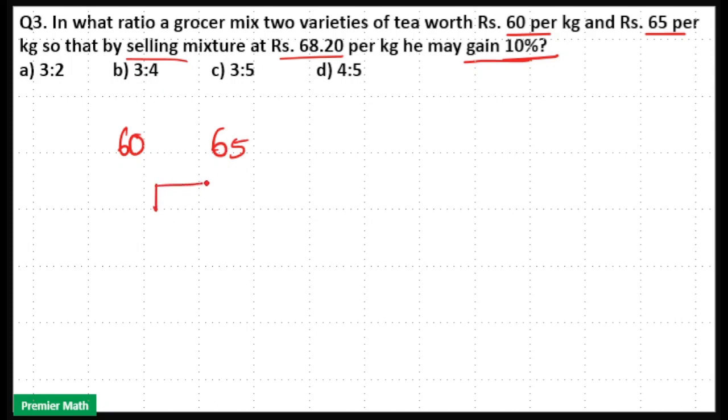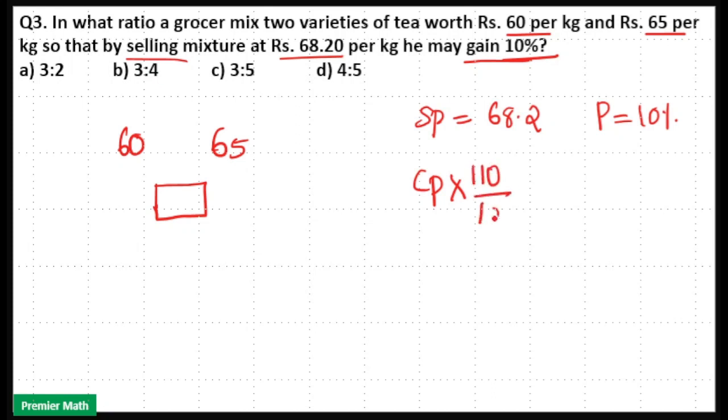You need to find out the cost price of mixture. That is, by mixing 60 and 65 rupees tea, you will get a third price here that you need to find out. Here, selling price of that mixture is given, that is 68.2, and profit is given, that is 10%. So we need to find out the cost price of mixture, that is the middle number in the alligation method. So, cost price into profit is equal to 110 divided by 100. 10% profit means 110 by 100.